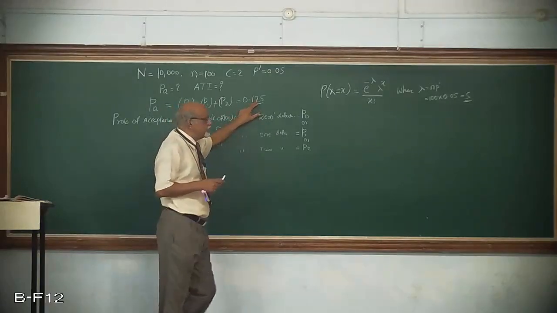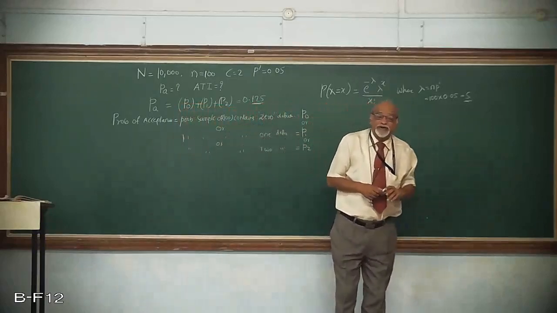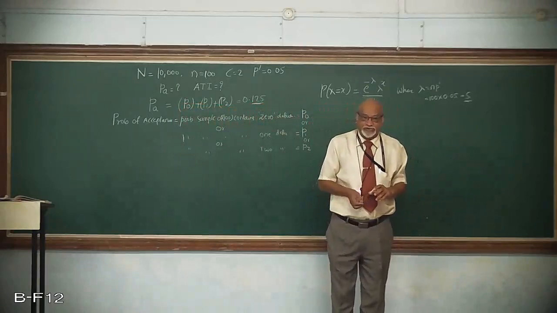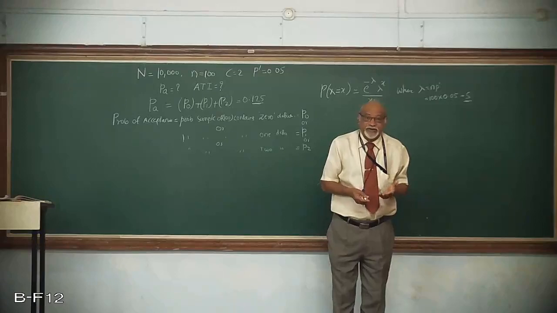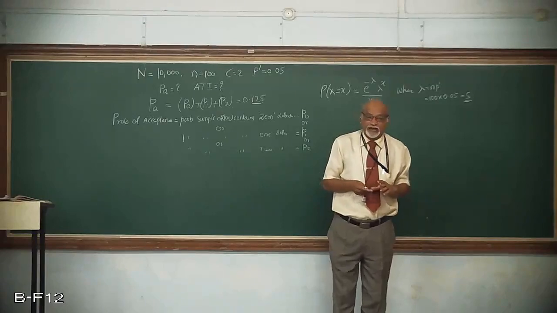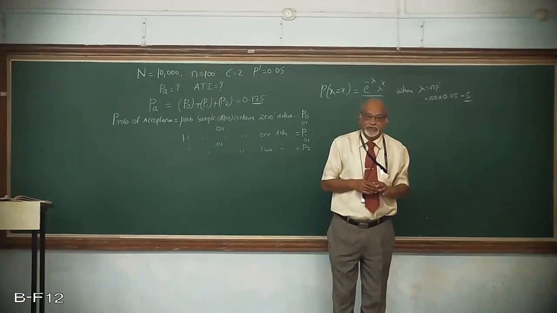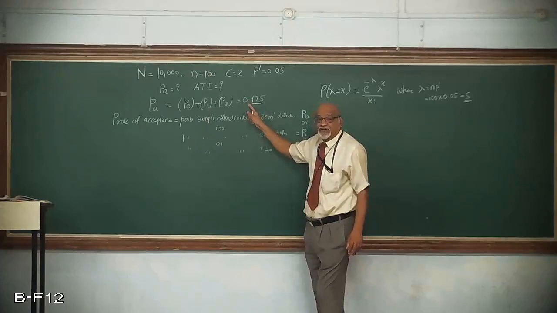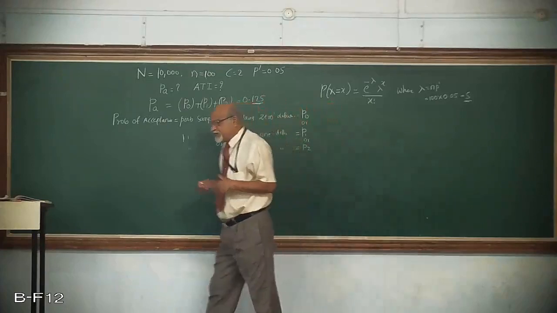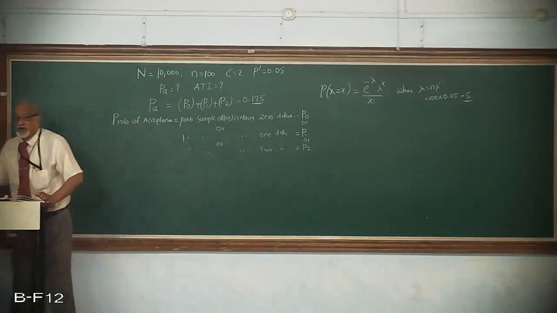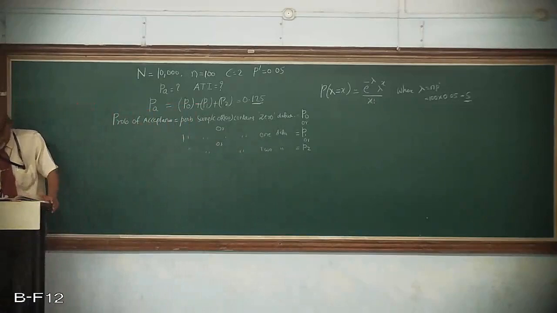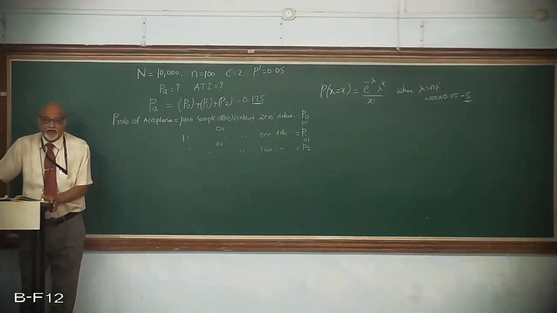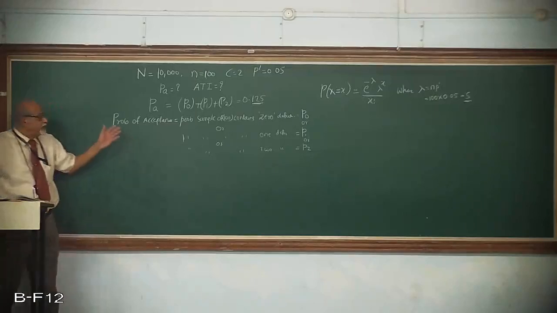Here, instead of 87.5, what I am considering is, out of 1,000, 125 will be accepted. How many will be rejected out of 1,000? 875 will be rejected. This is the meaning of that. Or out of 100 lots, 12 lots will be accepted and 88 lots will be rejected. That is what it means. For accepting those 12 lots, how many have been taken as samples? Only 100.